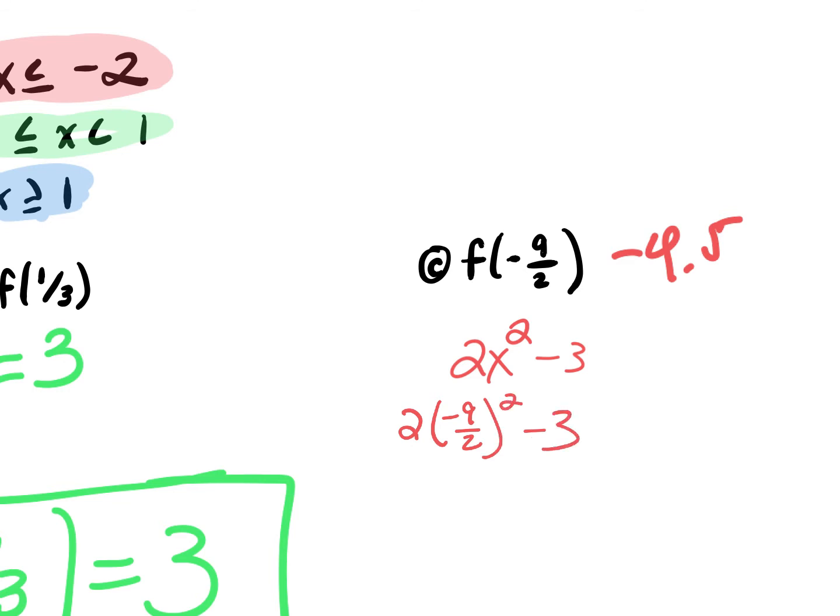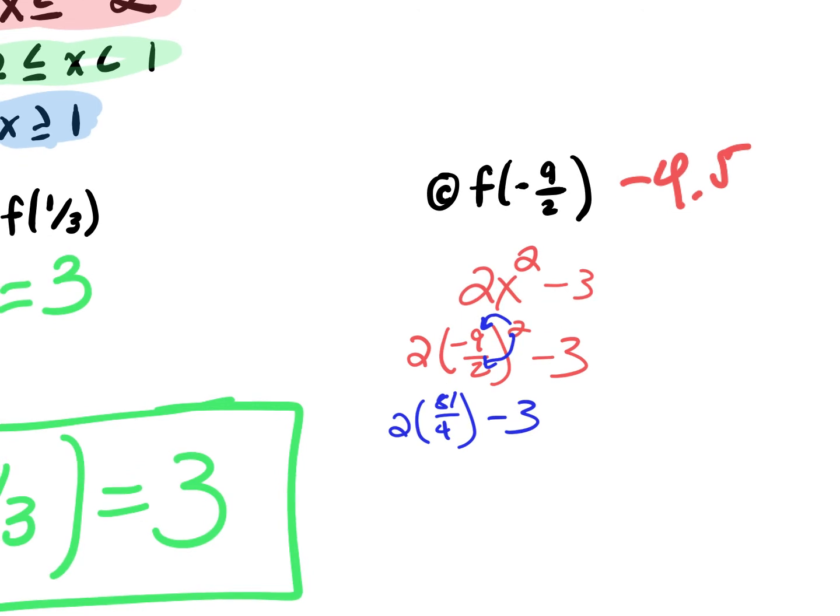So now when we evaluate, guys, we have to go back to our exponential rules and stuff like that. Remember, this 2 goes to the -9 and to the 2. So I have 2 times, what's -9 squared? 81 over 2 times 2 is 4, and then I have minus 3. So we can cross cancel here. 2 goes into 2 once, and 2 goes into 4 2 times. So you have 81 over 2 minus 3 over 1.